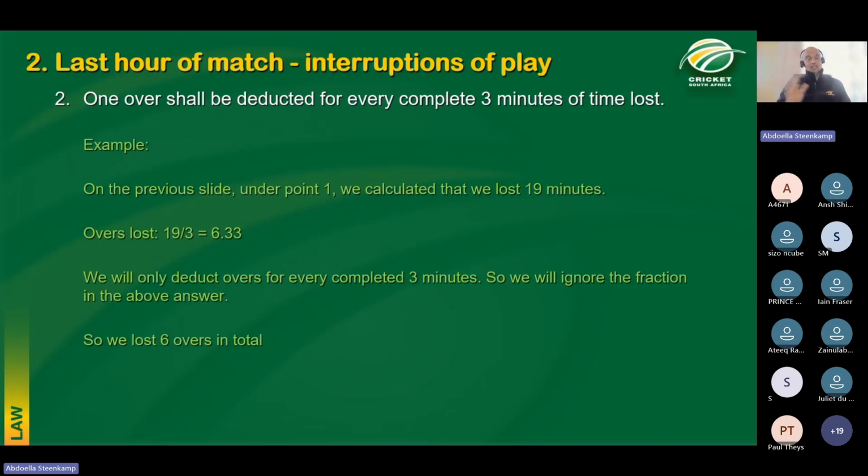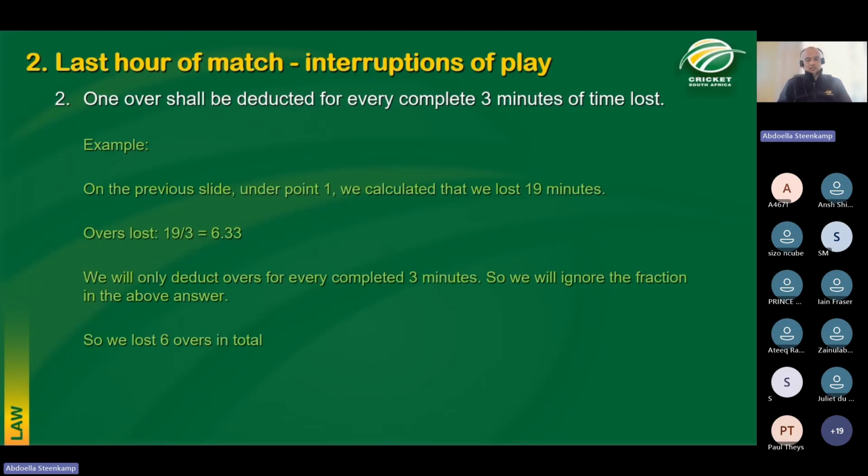They took the 60 minutes in your last hour. We know we need to bowl 20 overs, so 60 divided by 20 is 3 minutes per over. So to come back to our example, and just to recap, as soon as there is an interruption in the last hour, this is now after the last hour has started, we need to lose overs. We need to deduct overs from the original 20 that we start with.